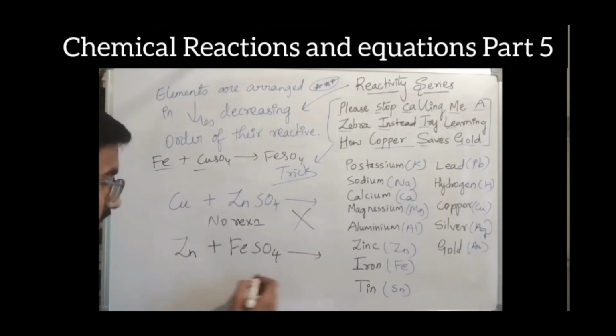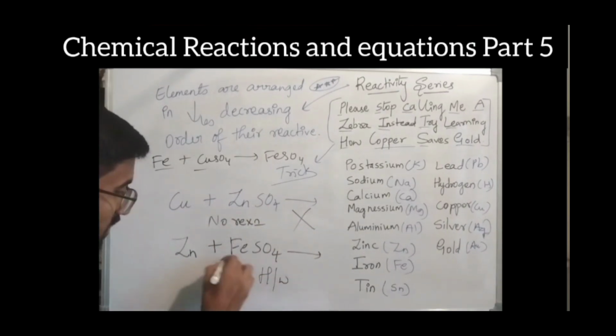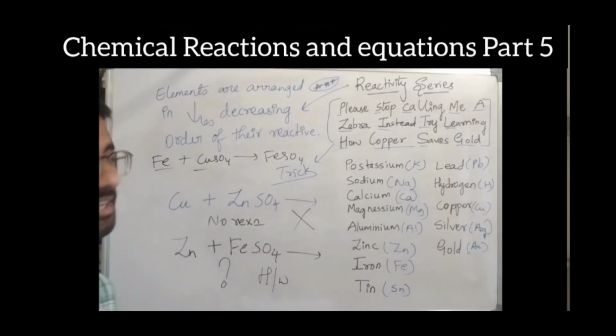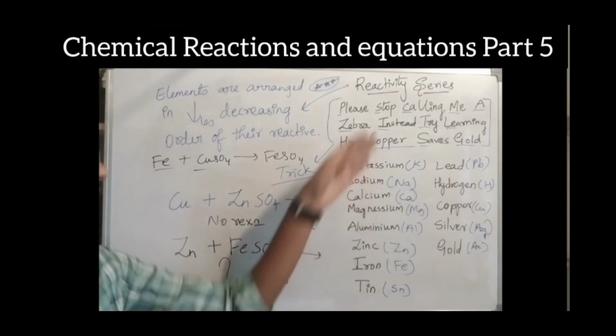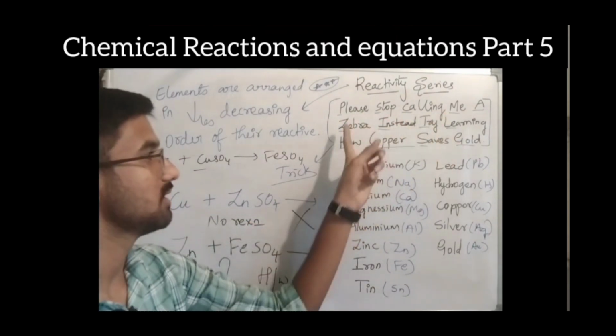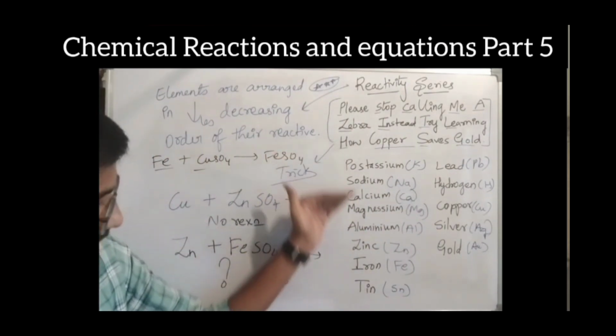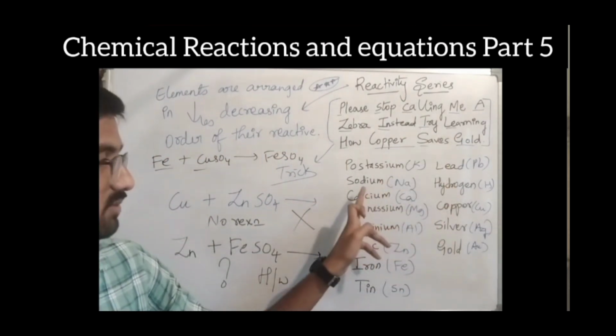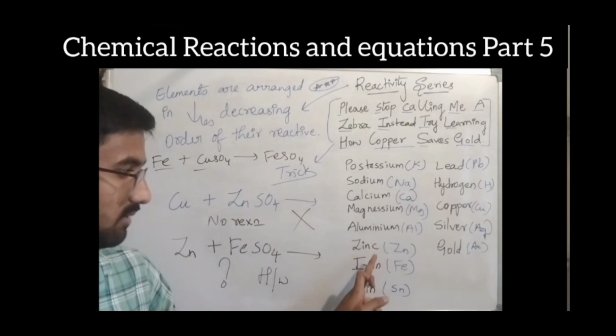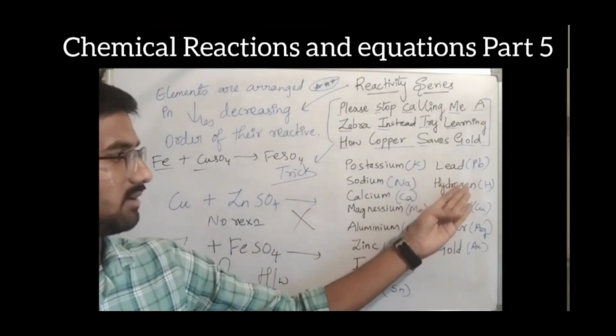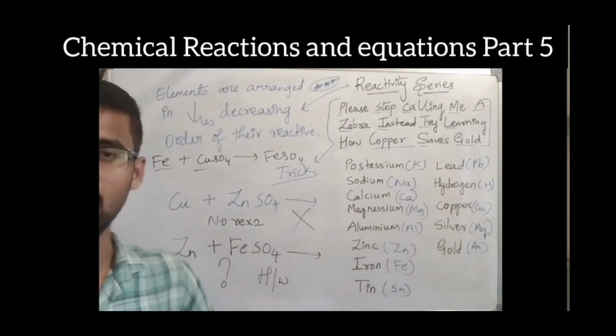This is homework for you people, you can write it very easily. This is the reactivity series, elements arranged in decreasing order of reactivity, and here is the trick: Please stop calling me a zebra, instead try learning how copper saves the gold. The first letters of the statement give potassium, sodium, calcium, magnesium, aluminum, zinc, iron, tin, lead, hydrogen, copper, silver and gold.